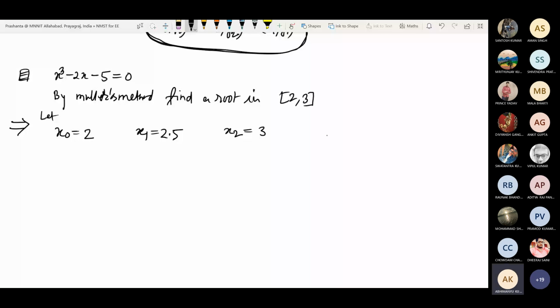So what is f of 2? f of 2 will be equals to 8 minus 4 minus 5, so minus 1. Negative. What is f of 3? 27 minus 6 minus 5, so that is basically 16. So one was minus 1, one is plus 16. So now we know we have a root between 2 and 3.